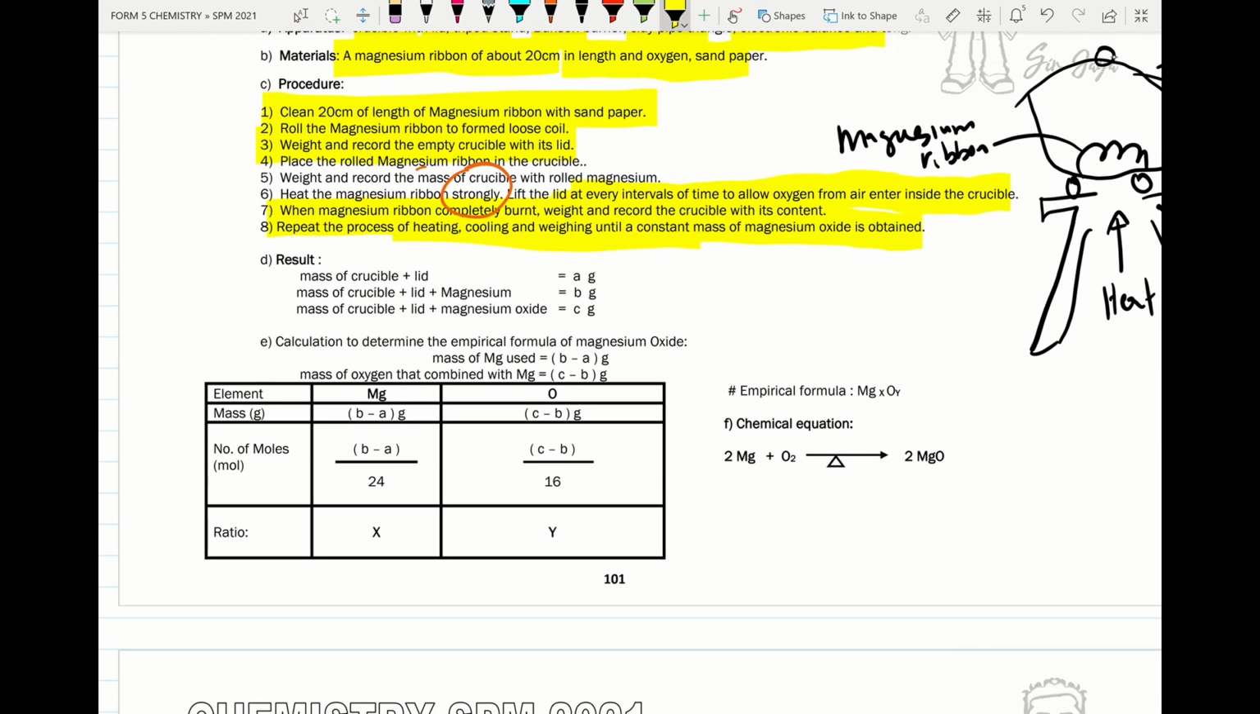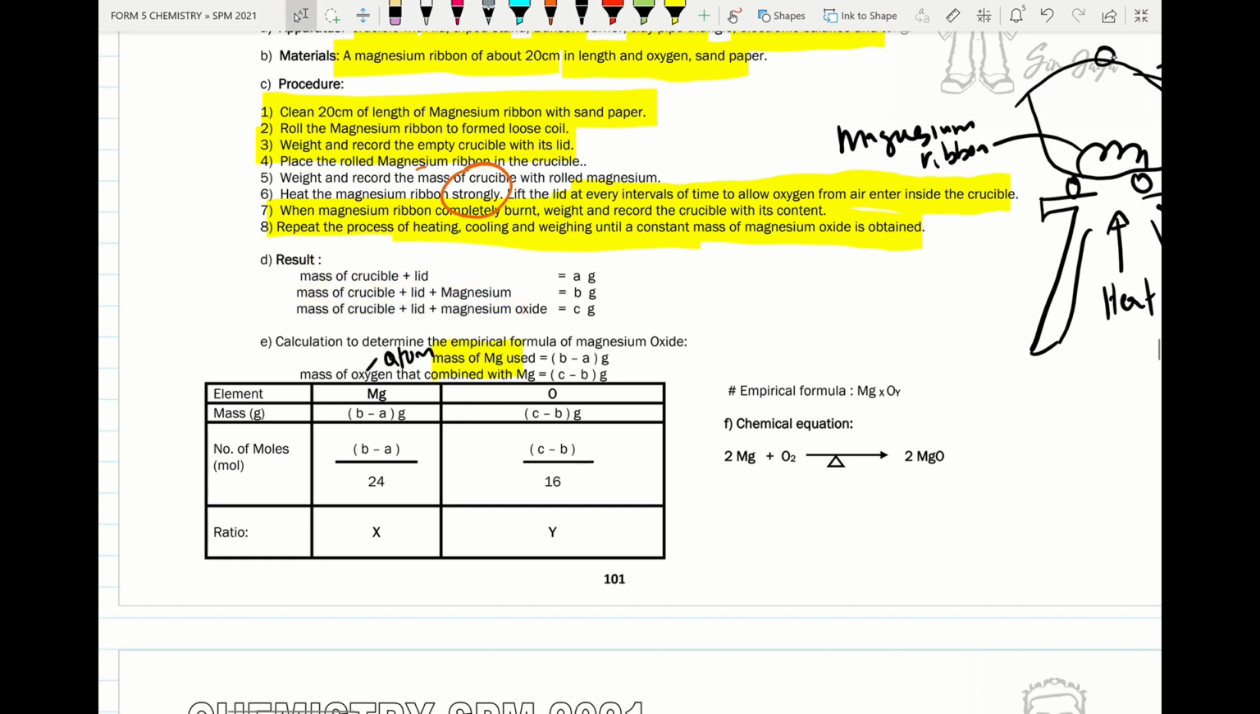Alright, so how to do the calculation: mass of crucible plus lid, put A; mass of crucible plus lid plus magnesium, put B; mass of crucible, lid, magnesium oxide, put C. And how to determine the empirical formula, the mass of magnesium used? So we take B. So we take the crucible, cut, lid, cut. So we have this. So we take B minus A for the mass of magnesium.